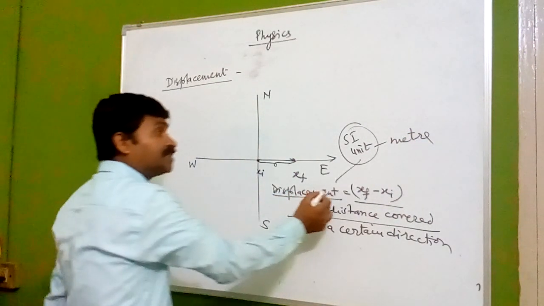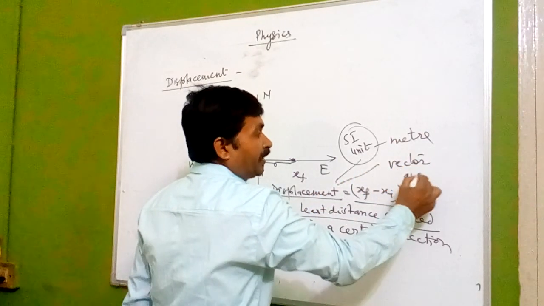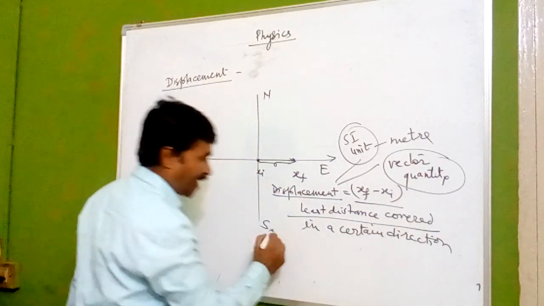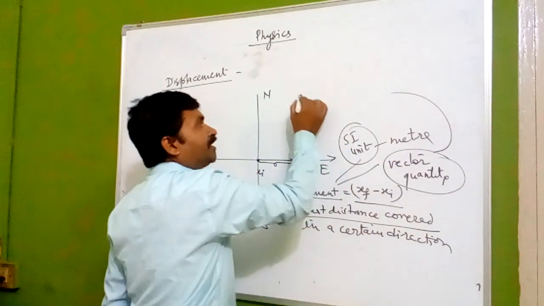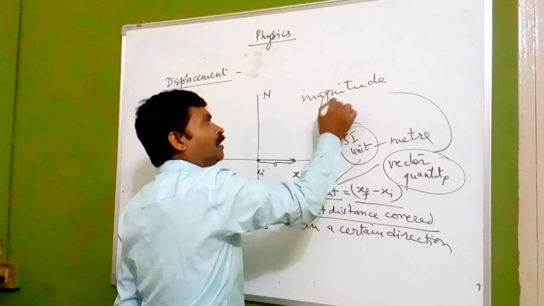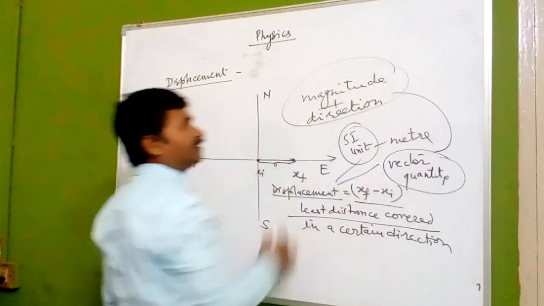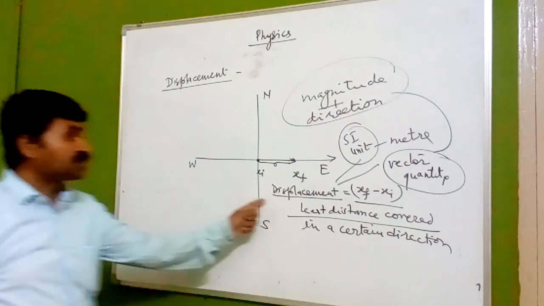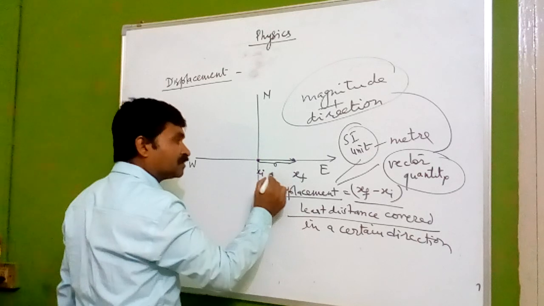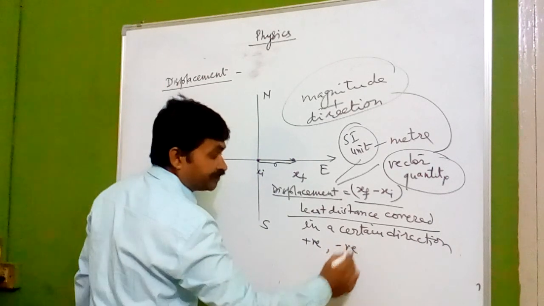Now displacement is a vector quantity. It means it is giving us the direction, magnitude as well as direction. Vector quantities are those having magnitude plus direction. So what we have got here? Magnitude plus direction, displacement, xf minus xi. Now this displacement may be positive, may be negative, may be zero.